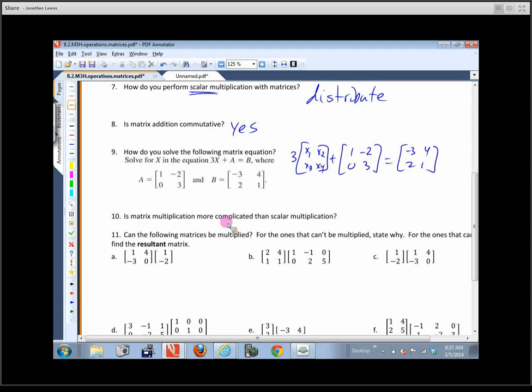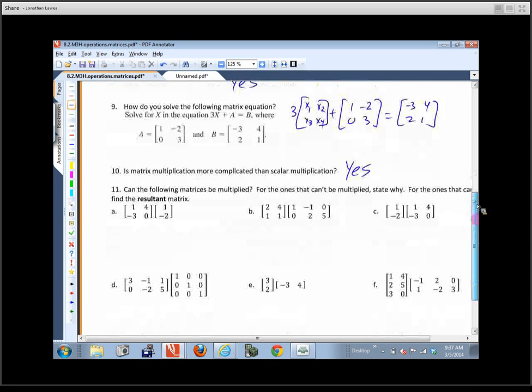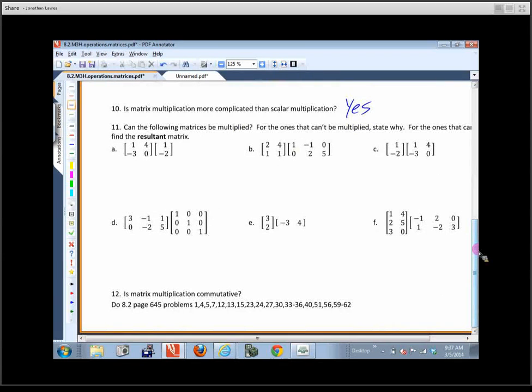Okay. Is matrix multiplication more complicated than scalar multiplication? Yes, by quite a ways. It sounds like most of you got this figured out. Here's what you have to check. You have to check that the dimensions match up. So if this is a 2 by 2 and this is a 2 by 1, this is the way I like to say it: the inner dimensions have to be the same. A lot of times I'll put a little circle around these guys right here.